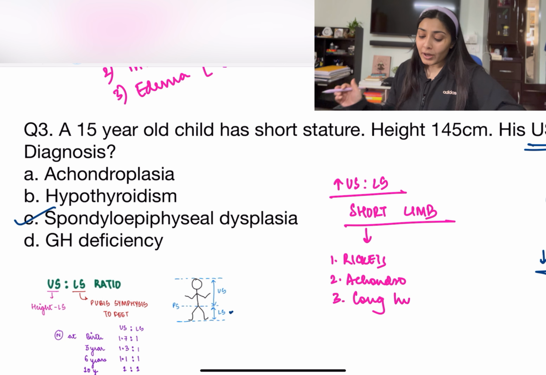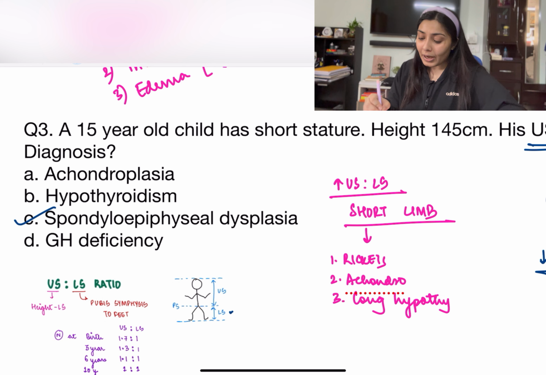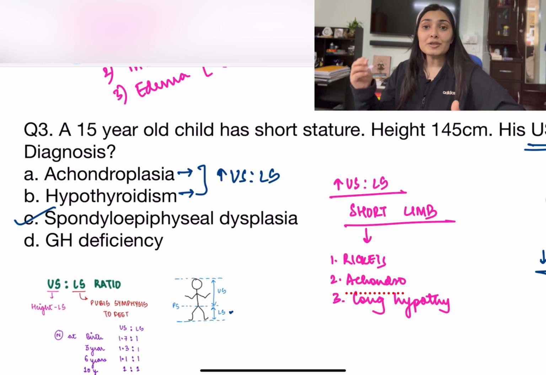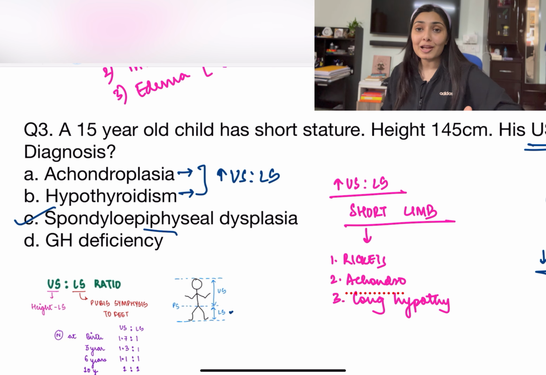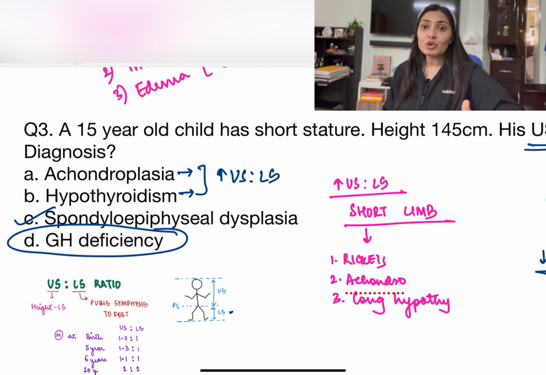So here in the first 2 conditions, achondroplasia and hypothyroidism, I have increased upper segment lower segment ratio, that is short limb dwarfism. And lastly, growth hormone deficiency affects my trunk as well as my limbs equally, so I am going to have a proportionate short stature, not a disproportionate short stature. So here I am going to have a normal upper segment lower segment ratio, right?